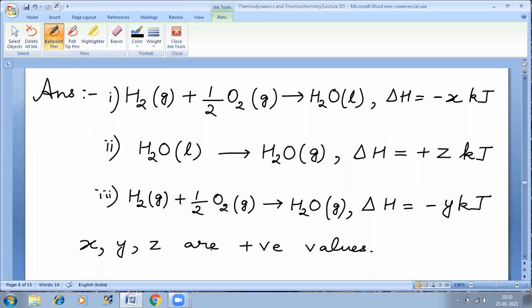Also, I know that the delta H will be a positive value for the second equation because liquid phase is getting transformed to gas. Liquid to gas, if that is happening, then energy will be absorbed. That is why delta H is positive, because any endothermic process has a positive delta H. Hence, I can say Z is positive.